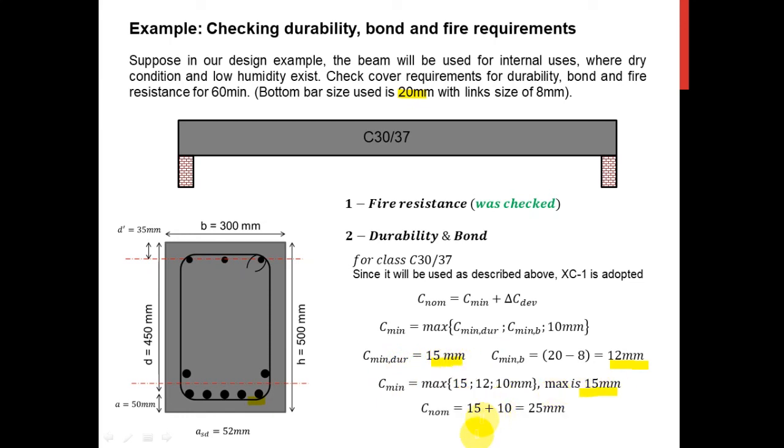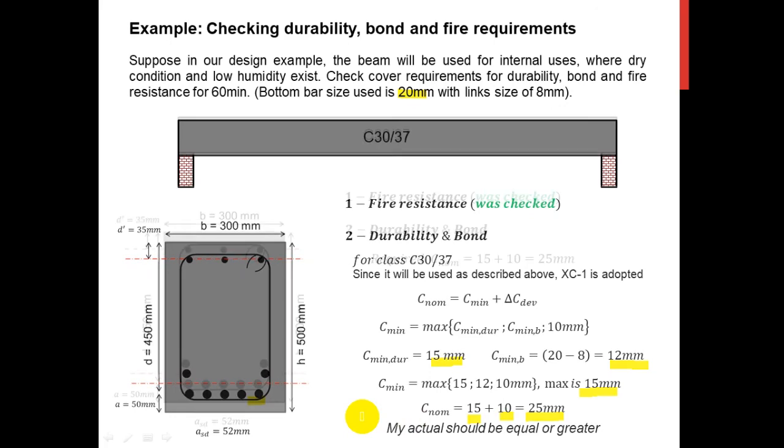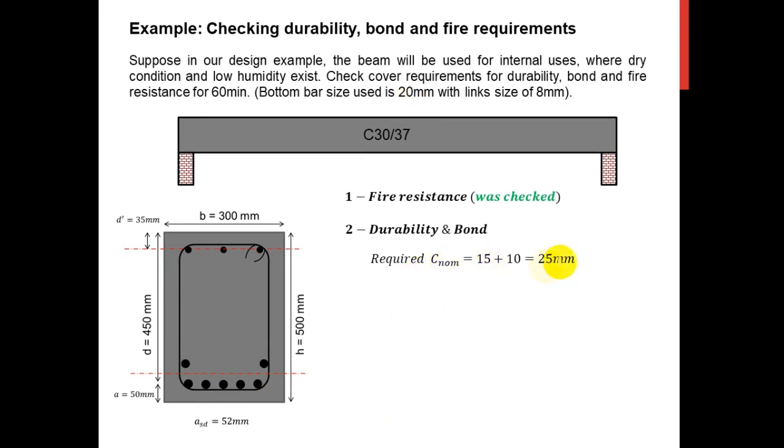And then substitute in this equation. So this is the minimum cover for durability, 15 plus the construction deviation gives me 25 millimeter. Now this is the required one, not my actual one, but I can compare it with my actual one. So let's do it. Now the required one is 25 millimeter.